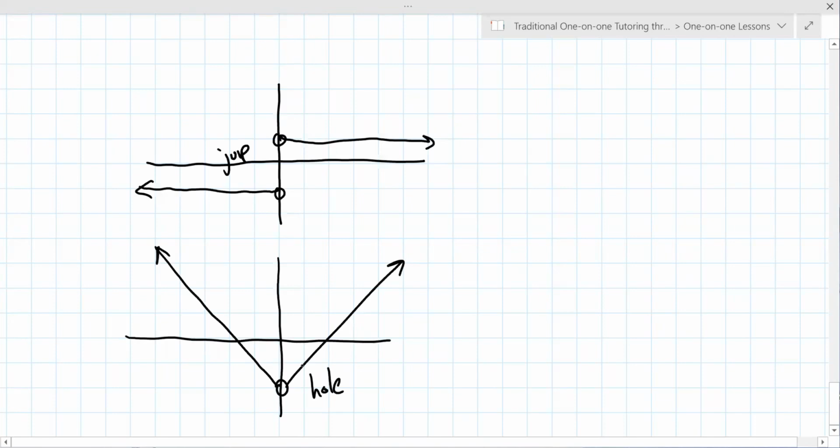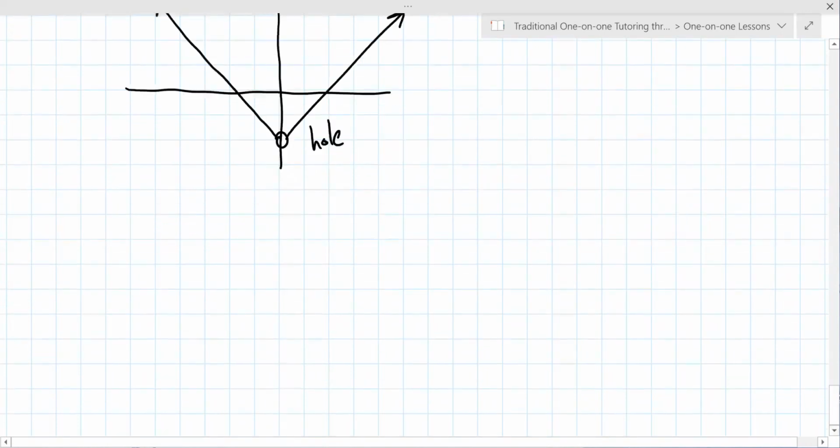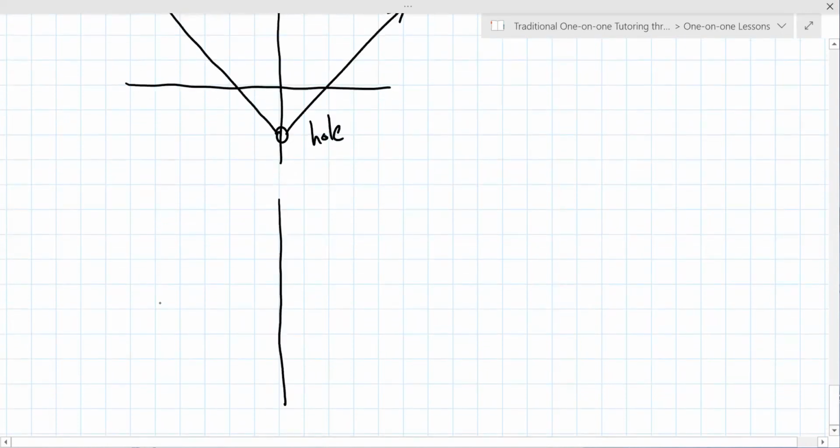So if you're given a graph like that, the one with the hole, and you're asked if it's continuous, you would say, continuous everywhere except where that hole is. Okay. And then there's a third type. So there are 3 types of discontinuities that you need to be aware of. And the third type is a vertical asymptote.